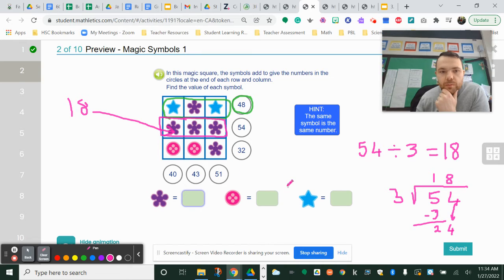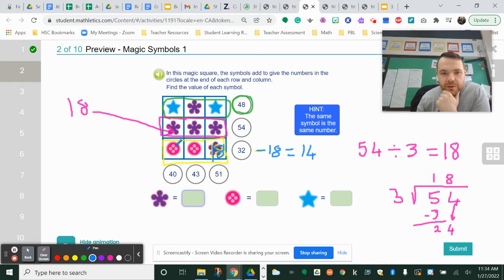Okay? Now that I've worked that out, I think the next logical place would be perhaps let's see if we can solve this row's value. We know that the flower symbol is 18. So I can take 18 from 32. I can subtract 18. Perhaps I should use something a little more visual. Let's go to blue. I can subtract 18 from 32. 32 subtract 18 leaves me with 14.